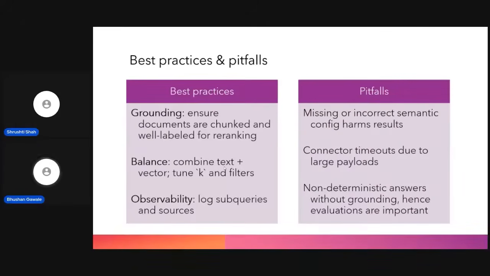So these are the best practices. Now let's take a look at the pitfalls as well. The first one is the missing or incorrect semantic configuration. This is very particular to agentic retrieval. Why? Because this is the primary component that agentic retrieval uses for re-ranking. We saw that in the previous slide.